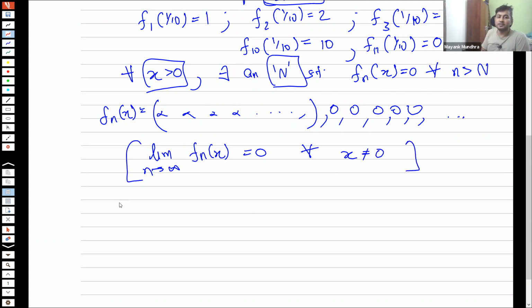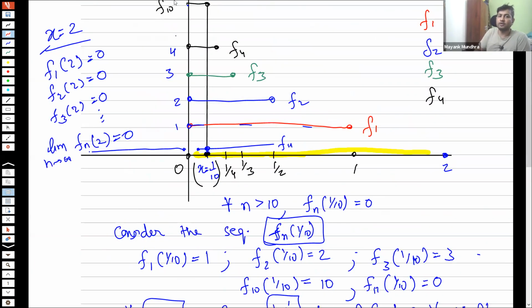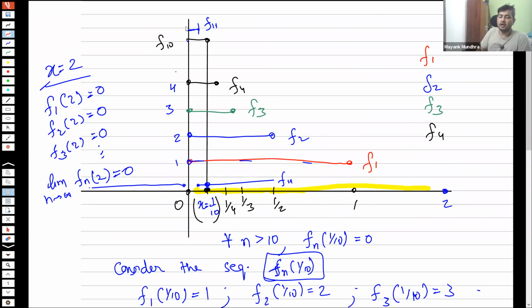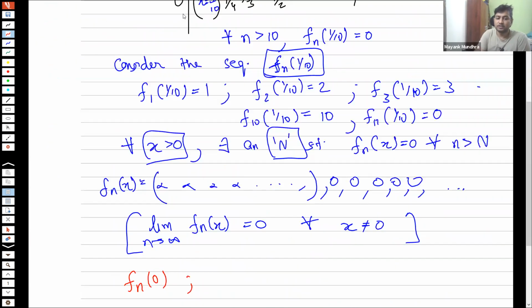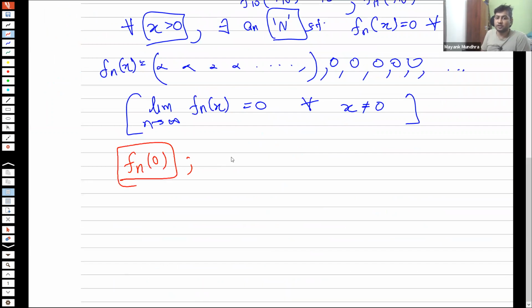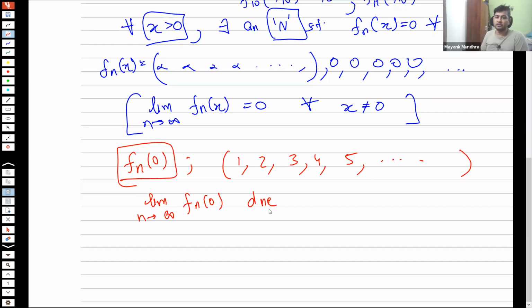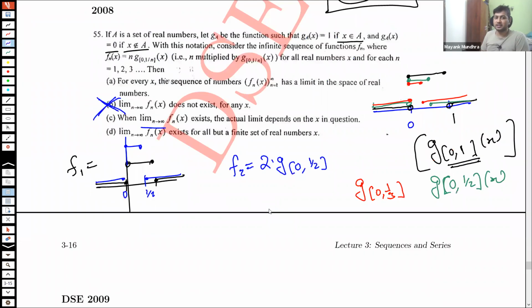Now let us consider what happens to the limit at 0. Consider Fn at 0. Fn at 0 is never equal to 0. No matter how large the n is, the spike will keep on contracting, but it will never vanish. So this sequence Fn of 0 will basically look like 1, 2, 3, 4, 5, and so on till infinity. So the limit n tending to infinity of Fn of 0 does not exist. For all other x, it is 0.